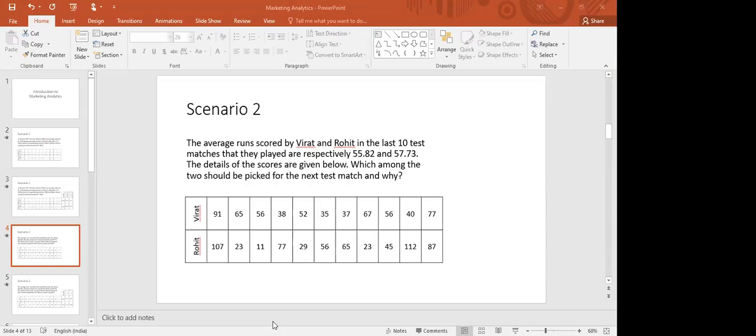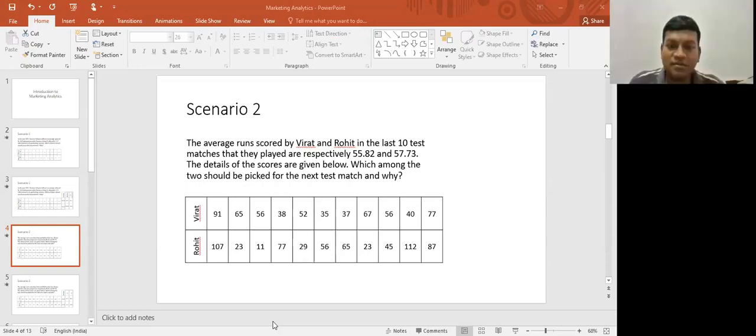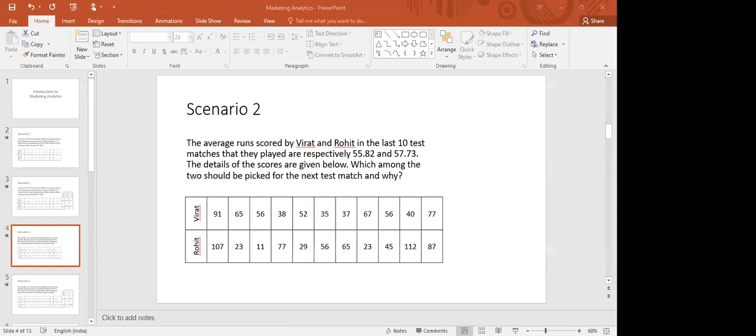So have you guys calculated the standard deviation? Yeah. So standard deviation for Virat is 18.07 and for Rohit it is 34.99. Okay, roughly 35. The first quartile for Virat is 39. For Rohit it is 26.